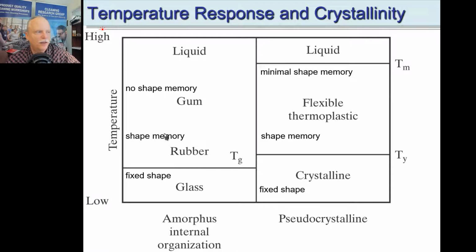Now, as you raise the temperature, the shape memory, or the fixed shape of the flexible polymer, starts to go away, and you get a gum. Notice there's no line here. There's really no transition temperature. The shape just starts to get mushy, if you will. It goes to more of a gum. It can still have a shape, but it doesn't necessarily have shape memory.